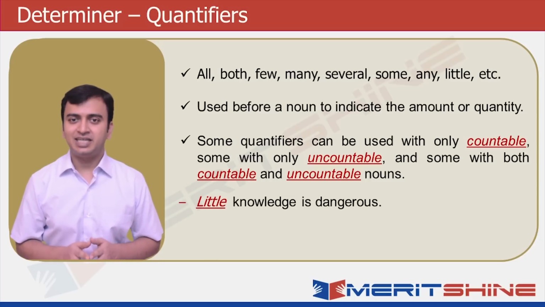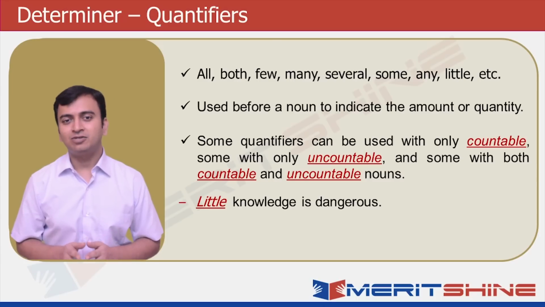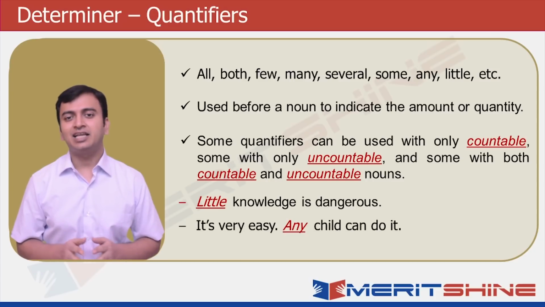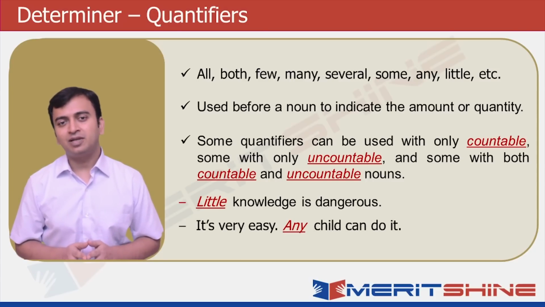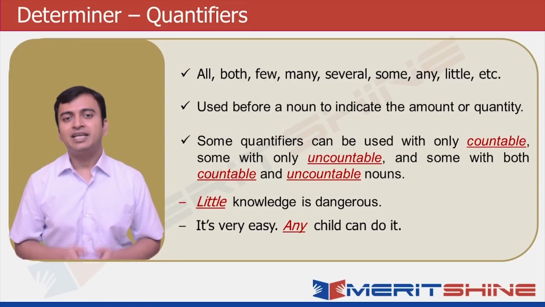Little knowledge is dangerous. In this sentence, little is used with the uncountable noun knowledge. It's very easy. Any child can do it. In this sentence, any is used with the countable noun child. Let us now get into the details of using quantifiers.